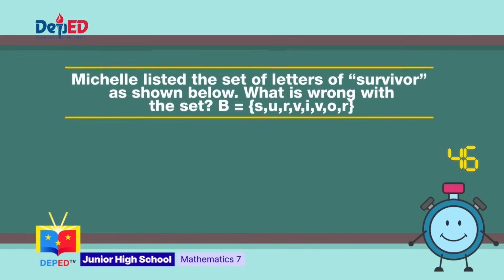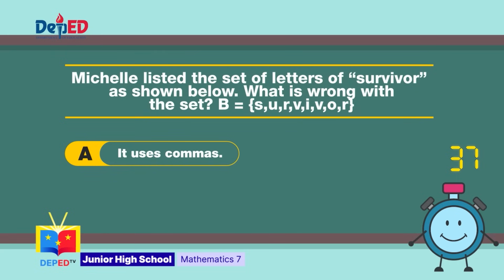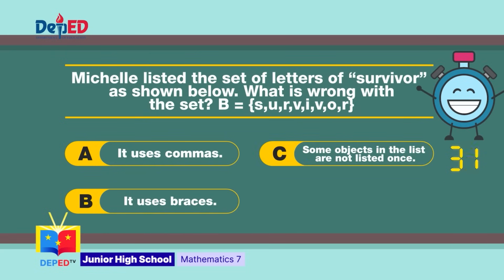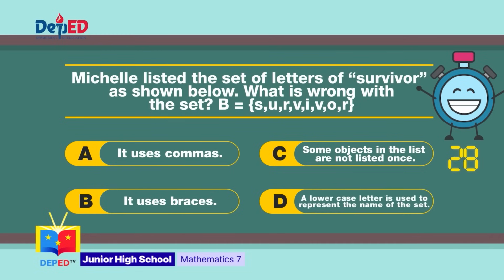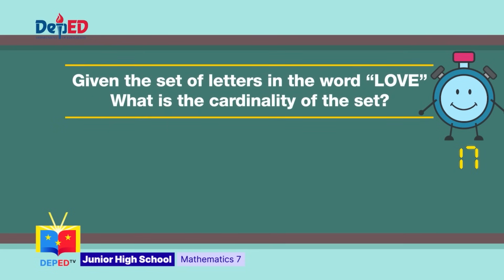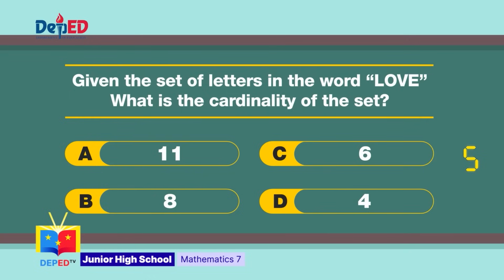Number 3. Michelle listed the set of letters of survivor as shown in your screen. What is wrong with the set? A. It uses commas. B. It uses braces. C. Some objects in the list are not listed once. Or D. A lowercase letter is used to represent the name of the set. Question number 4. Given the set of letters in the word love, what is the cardinality of the set? A. 11. B. 8. C. 6. Or D. 4.